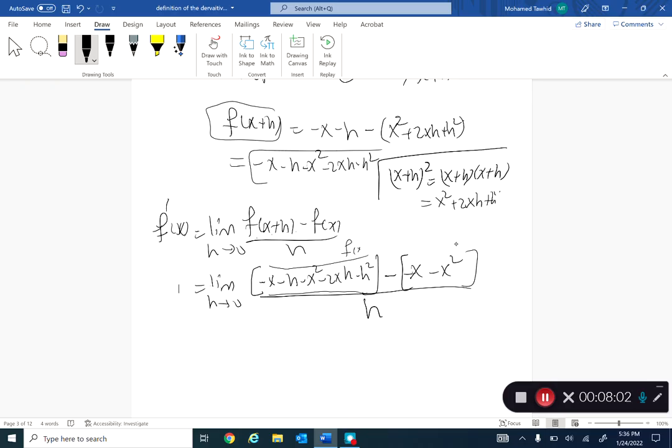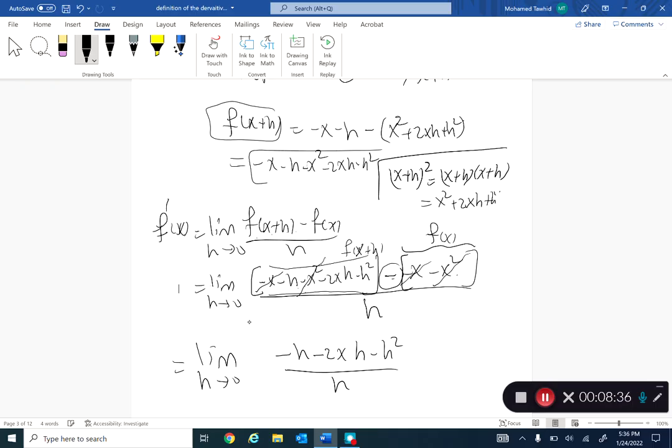I told you this. Your f of x somehow is going to cancel with f of x plus h. Look what you have. Negative x here cancels with negative x, because you have a minus in the middle. Negative x squared minus negative x squared, they cancel each other. So what do you have left? Negative h from here, negative 2xh minus h squared over h. So the first hint I mentioned to you is that f of x in this equation is going to cancel somehow with the other term.